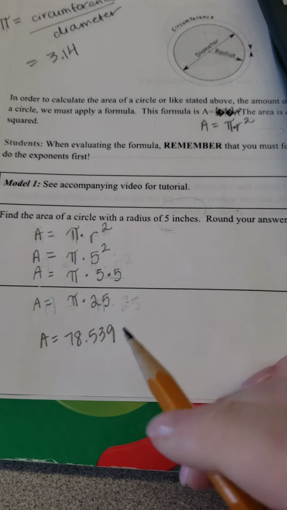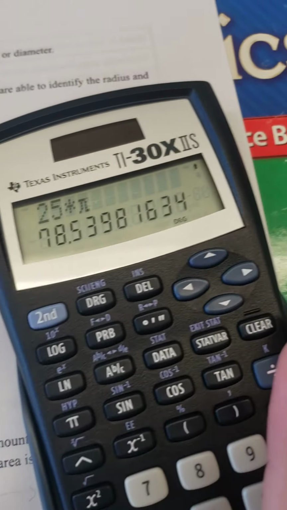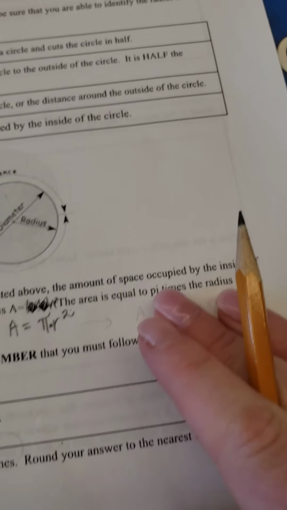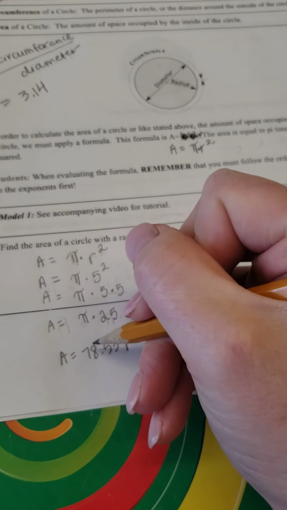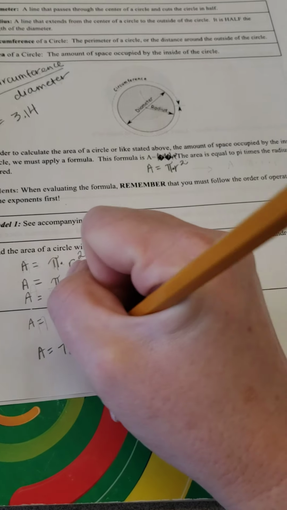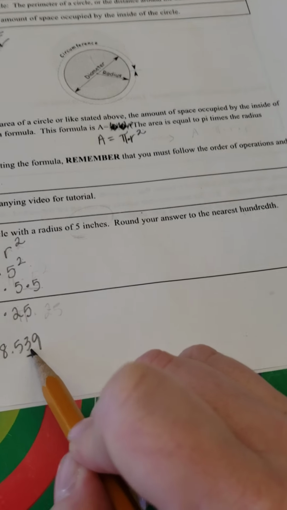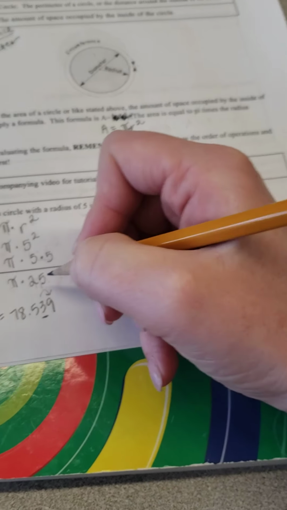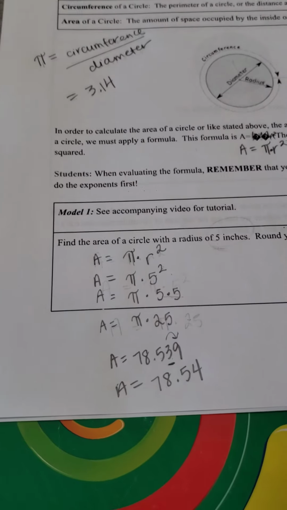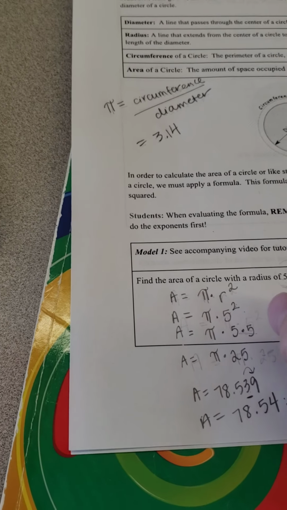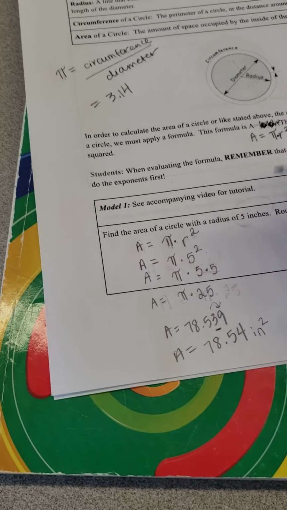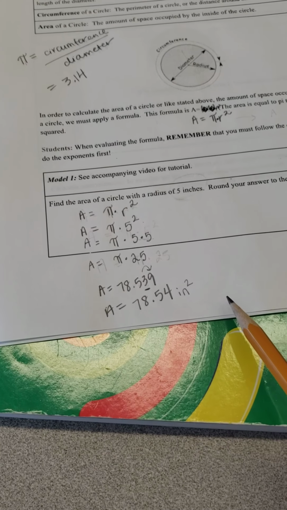Some of you might be wondering, why did I stop at 0.539 when the calculator goes on and on forever? The reason I stopped there is because the direction is set to round to the nearest hundredth. The 3 is in the hundredths place, right? The 5 is in the tenths. The 3 is in the hundredths. So you're looking at the 9. And that means we're going to have a final answer of 78.54 inches, and it's to the second power since we're talking about area.